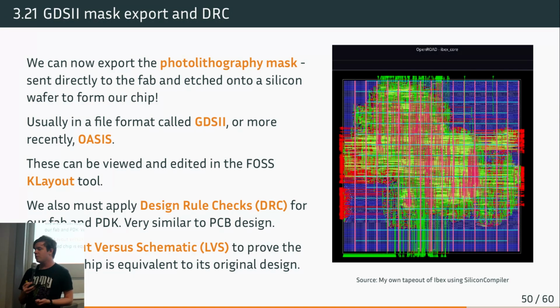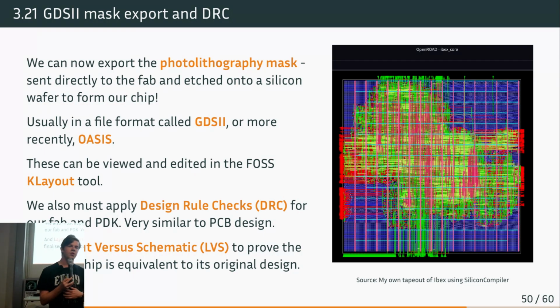These designs can also be viewed and edited in FOSS layout tools like KLayout and Magic. And in fact, you can actually skip the entire design pipeline and just draw the chip up yourself in KLayout for small chips. You probably wouldn't want to do that for big chips. And at this stage, we also want to apply design rule checks, or DRCs, to ensure that our design is going to be accepted by the foundry. If you've ever done PCB design, this is very similar. You apply the DRC checks before you send it off to PCBWay or something like that.